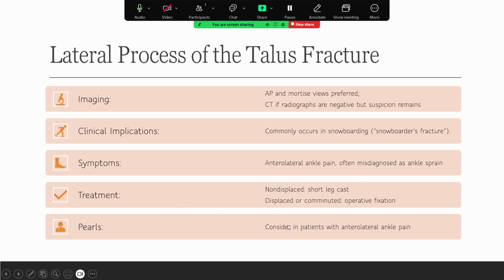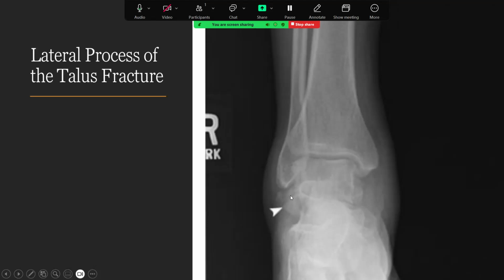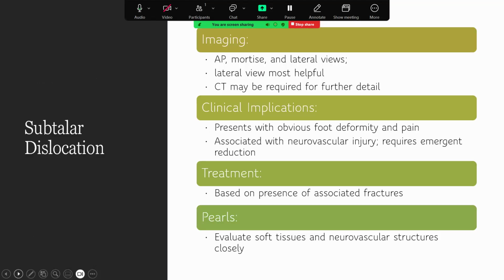And one thing to remember is that patients with anterolateral ankle pain, it's very possible that they may have a lateral process fracture of the talus going on over there. Okay, so let's just look at the subtalar dislocation.